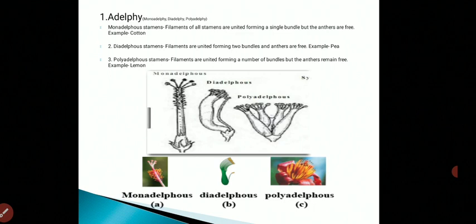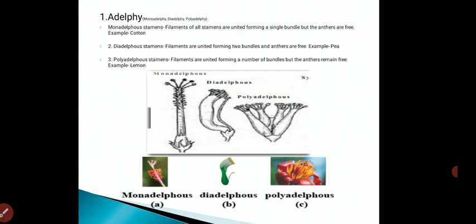And third one, that is polyadelphous. The filaments of stamens are fused so as to form 3 or more distinct bundles. Here the example of polyadelphous is citrus. It is a characteristic feature of the Rutaceae family. So this is the adelphous condition.